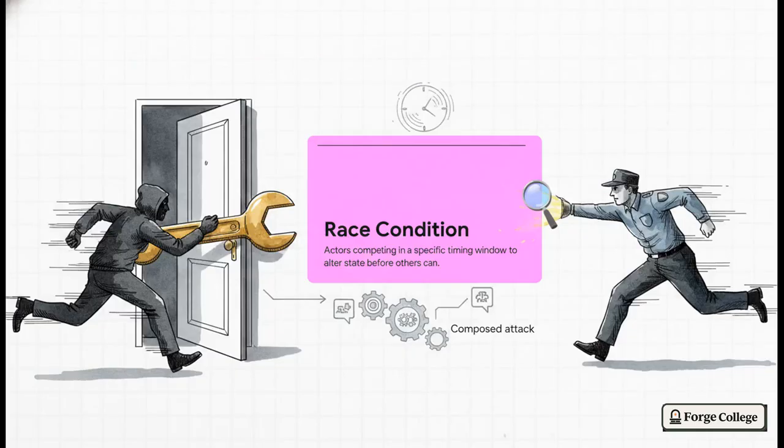Tool number 2 is the race condition. This is where different actors are literally competing in a super tight timing window to alter the state before anyone else gets there. If the functional dependency is our propped open door, the race condition is the attacker sprinting full speed to slip through the gap before the guard turns around. When you combine that open door with the sprint, you've got the perfect setup for a composed attack.